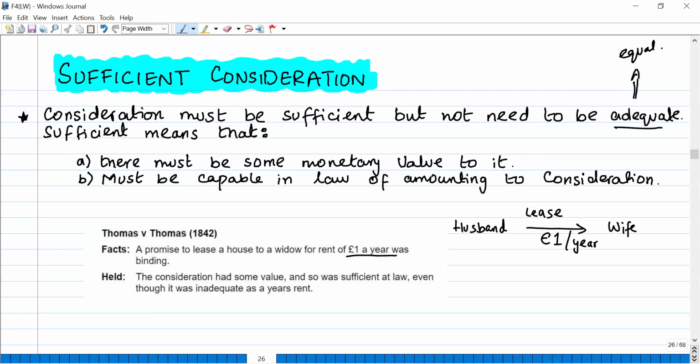Okay. So consideration must be sufficient. Now, in the book, there's a point mentioned: a son's promise to stop complaining did not amount to consideration, as it had no monetary value. So if you promise your father that you will not complain anymore, and in return you ask your father to give you something, that's not consideration from your side. Just a promise of not complaining is not consideration, because it has no monetary value. So consideration should have a monetary value, and it must be capable in law of amounting to consideration.